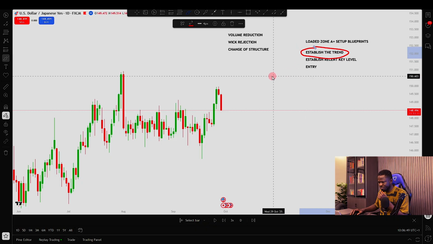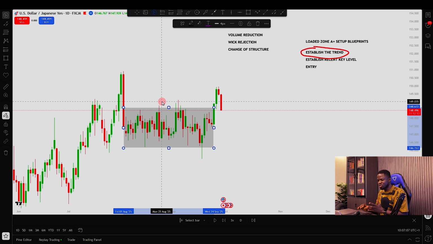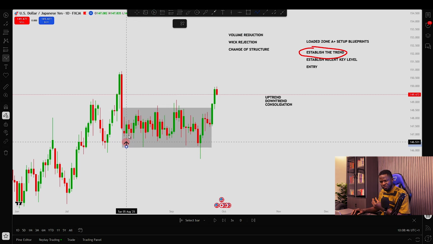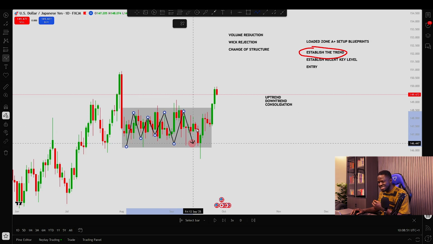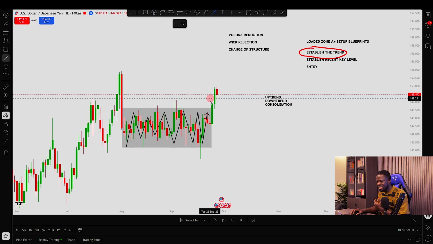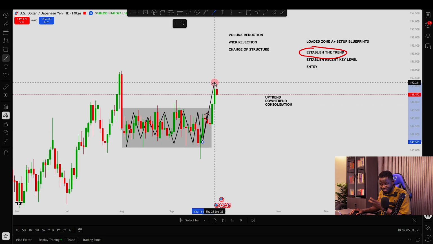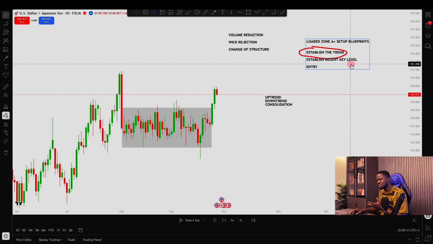On the daily time frame, for a very long time, price action has been consolidating around this zone. For the past few weeks, price has been consolidating within this range without specific direction, right? Until last week, when the buyers invalidated the consolidation zone to the upper side, which signifies that buyers won the battle, right? And what we are supposed to do to align with our loaded zone A+ setup blueprint is to establish the trend.